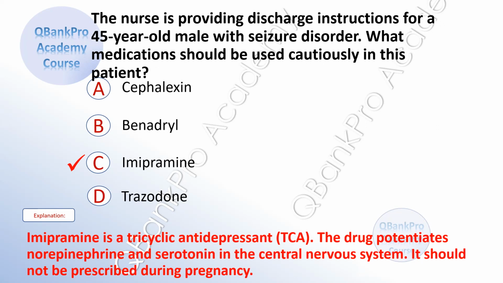Imipramine. Explanation. Imipramine is a tricyclic antidepressant, TCA. The drug potentiates norepinephrine and serotonin in the central nervous system. It should not be prescribed during pregnancy.